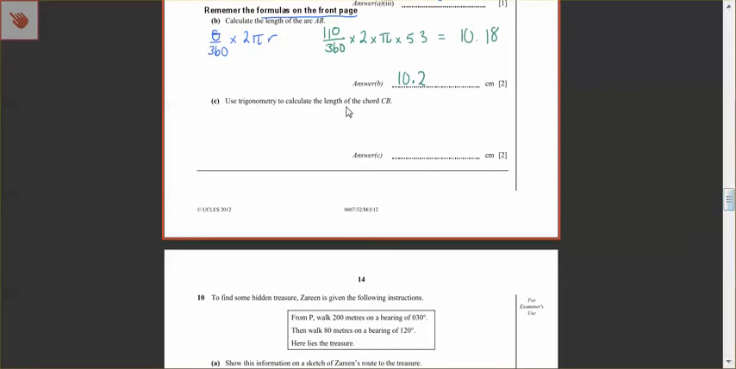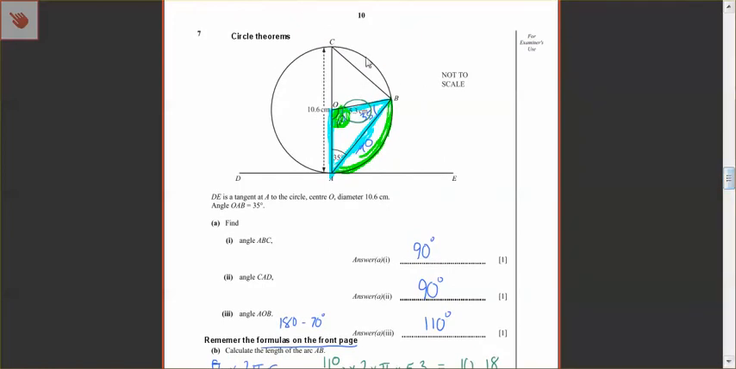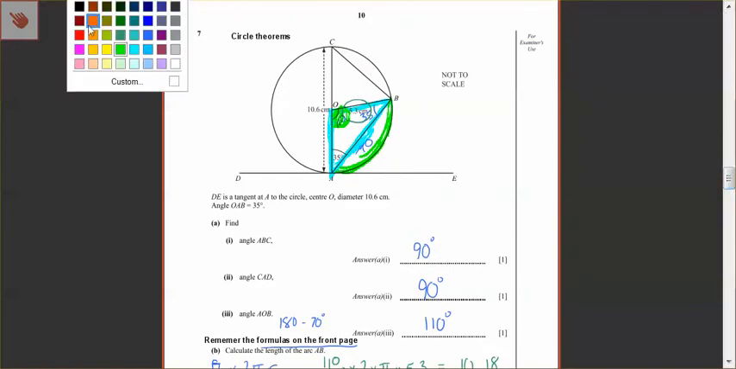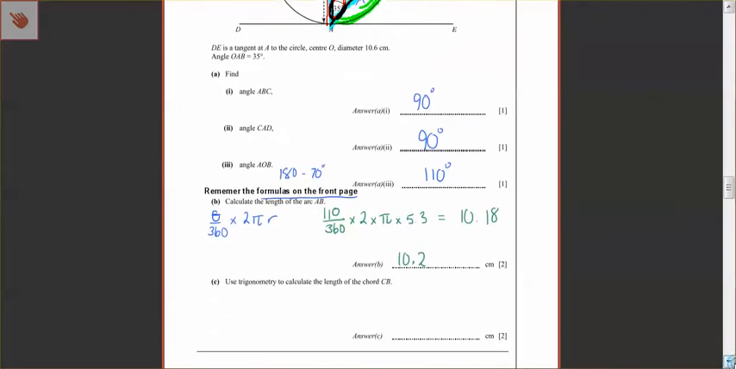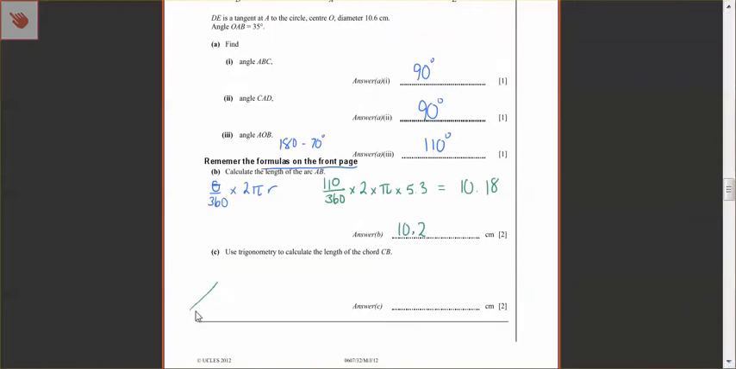Use trigonometry to calculate the length of chord CB. Now CB is this. I think most of you got that bit right. We've already realised that this triangle is a what type of triangle? Right angle, that's why we can use trigonometry. And we've got an angle of 35. So, what I would do is a little sketch. This is the one I want to know. This is angle 35.